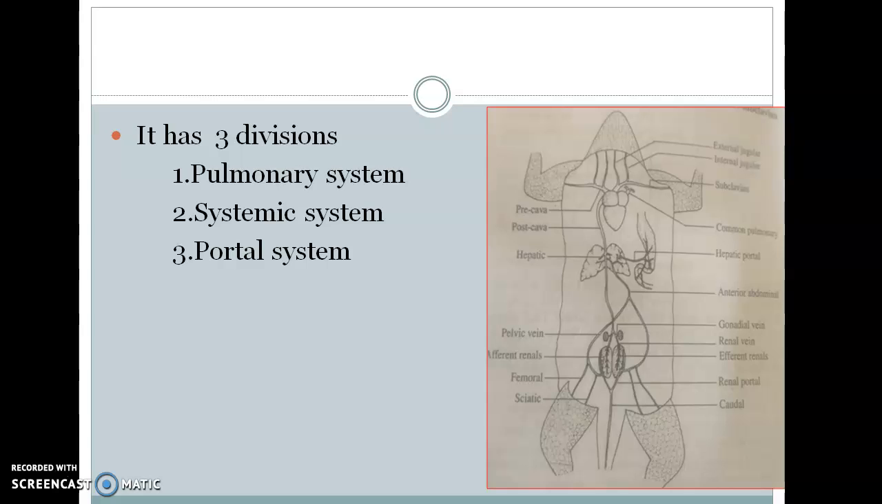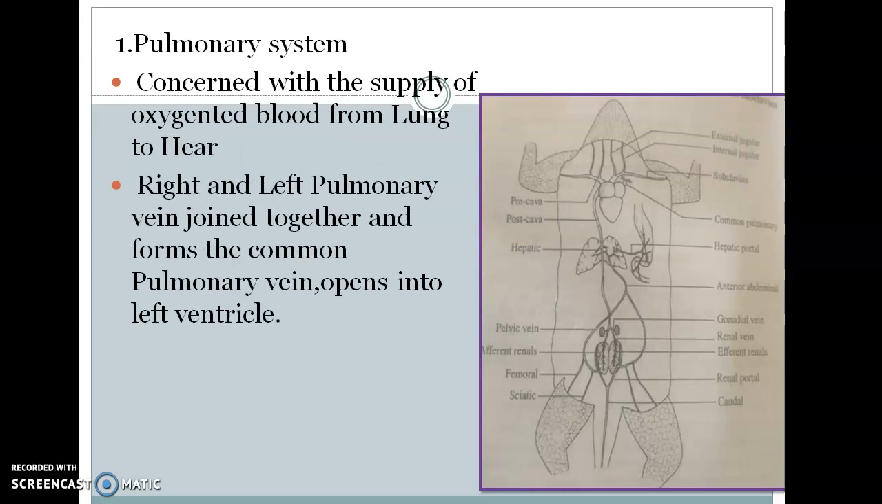The venous system in Calotes can be divided into three important divisions. They are the pulmonary system, the systemic system, and the portal system. So let's move to the details of each system.